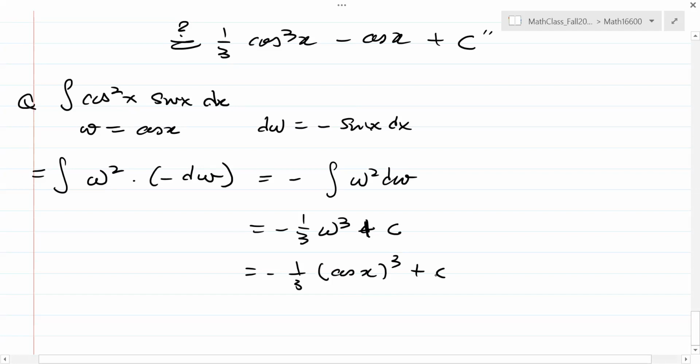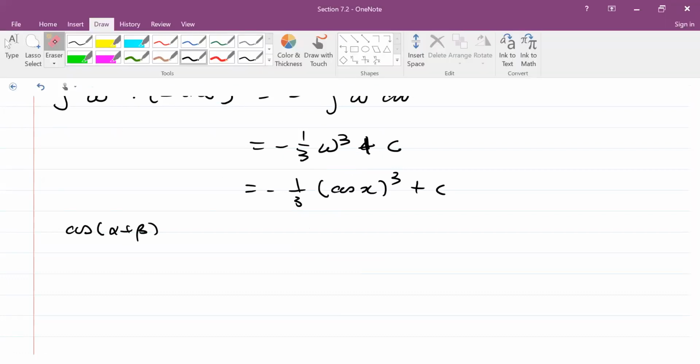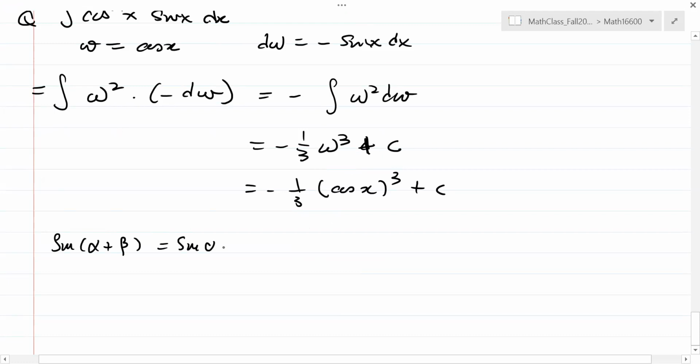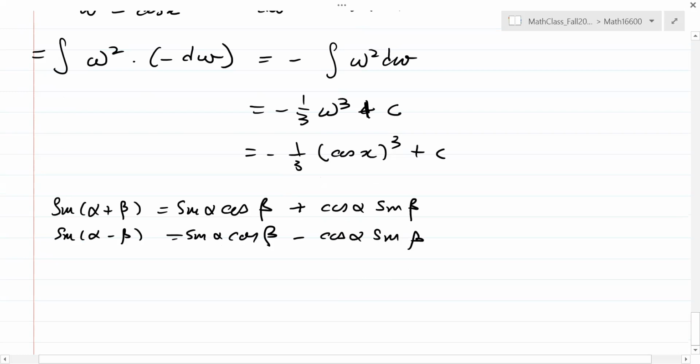Now there are other formulas I want to mention. Let me begin with sine. Those are also formulas you should know from trigonometry. Sine of alpha plus beta is sine alpha cosine beta plus cosine alpha sine beta. If we change to negative beta, you will get a negative sign. Now, what does that give to you? This is the important formula.